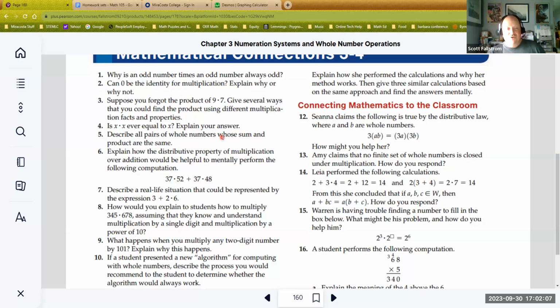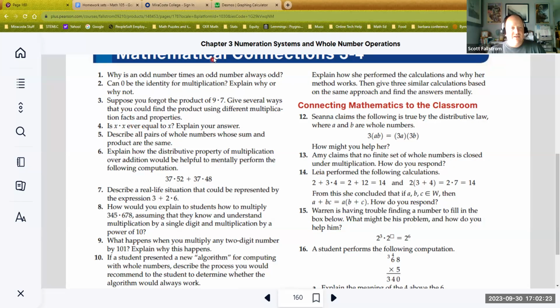Question four, is x times x ever equal to x? That's one I'm going to leave for you. Now, remember, we are dealing with whole numbers here. So think about all the whole numbers you could possibly have. Clearly, 3 times 3, 9, is never equal to 3. Okay, that's great, but that's just one example. It says, is it ever?